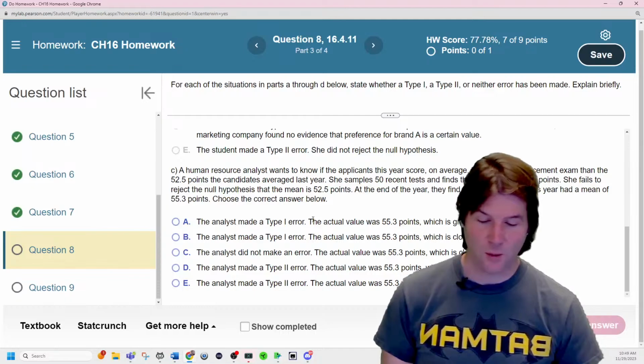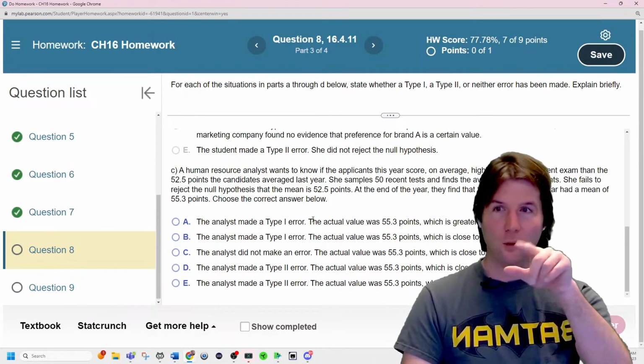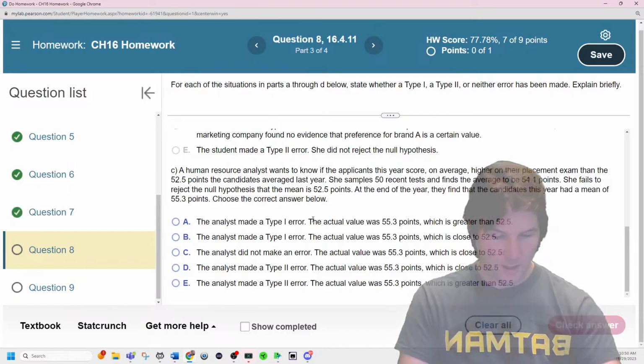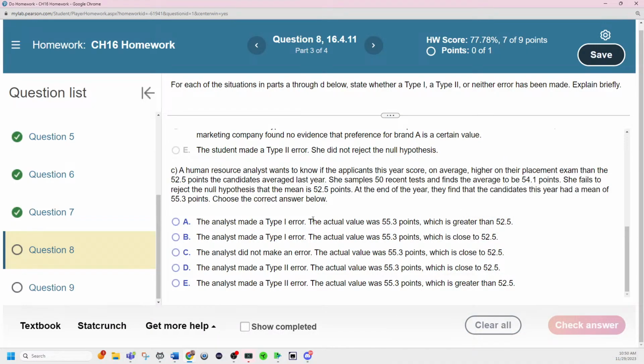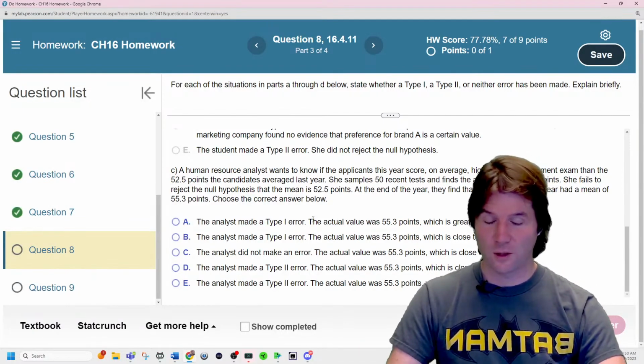A human resource analyst wants to know if the applicants this year score on average higher, so they're looking for evidence for mu greater than 52.5 on the placement exam, so mu greater than 52.5 is the alternative. The null is mu equals 52.5. She samples 50 scores and finds the average, so she fails to reject the null. She didn't have enough evidence, even though she found greater than, she failed to reject the null.